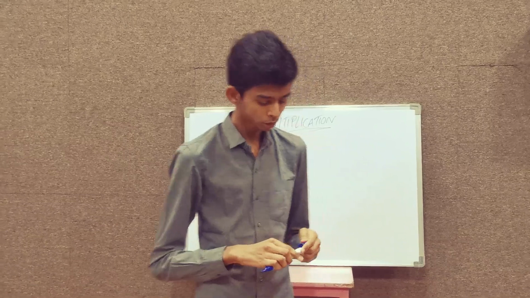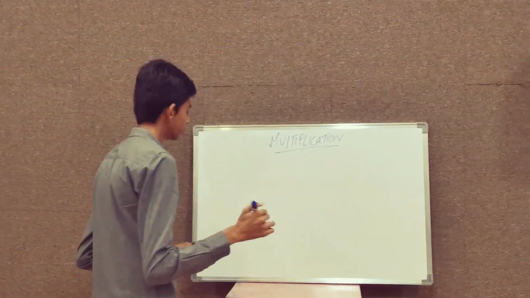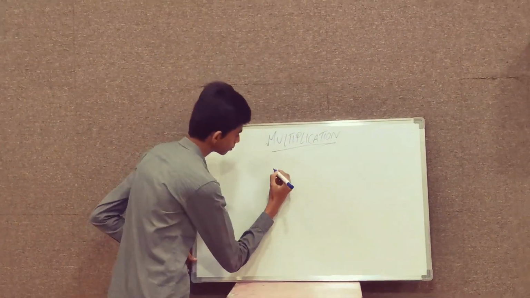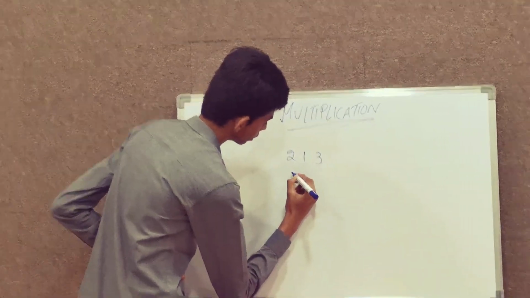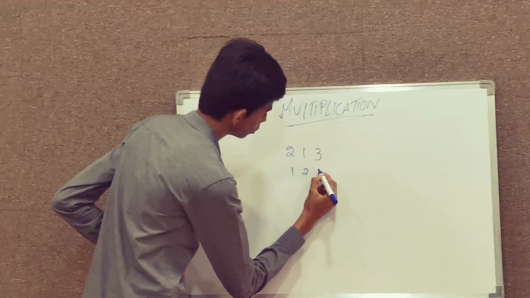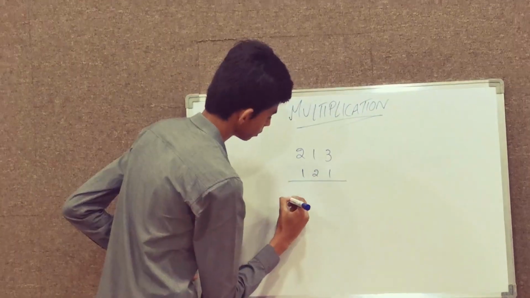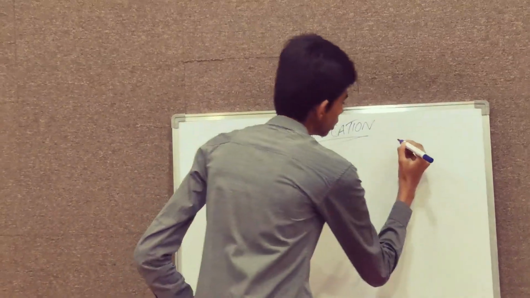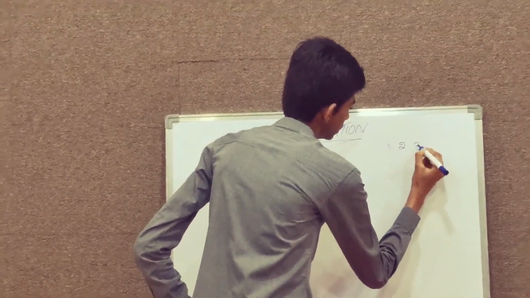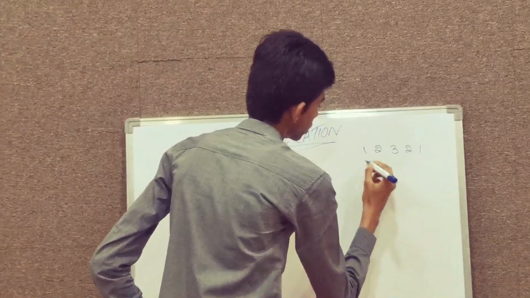In the previous video, I taught you all how to solve 2 into 2 multiplication using the column cross method. So for solving the 3 into 3 multiplication, we are going to use the same technique. So let me take our 3 into 3 multiplication: 2, 1, 3, times 1, 2, 1. So remember the number order: 1, 2, 3, 2, 1.